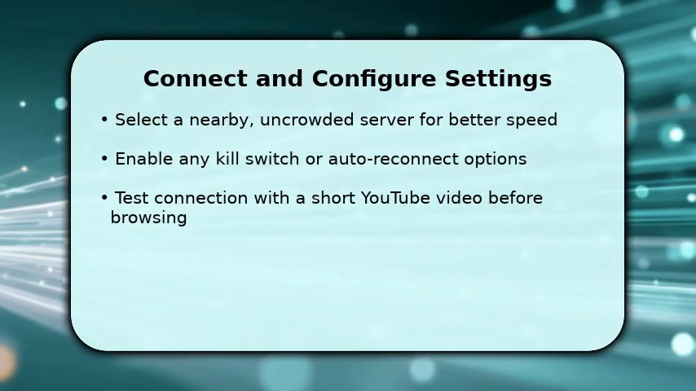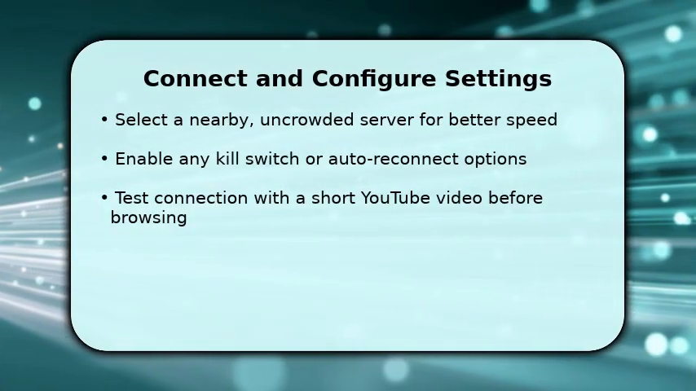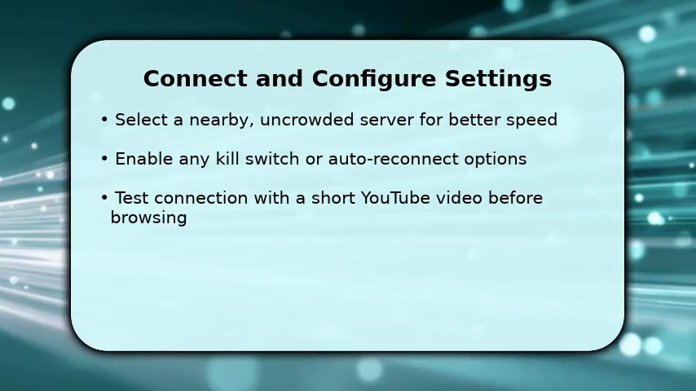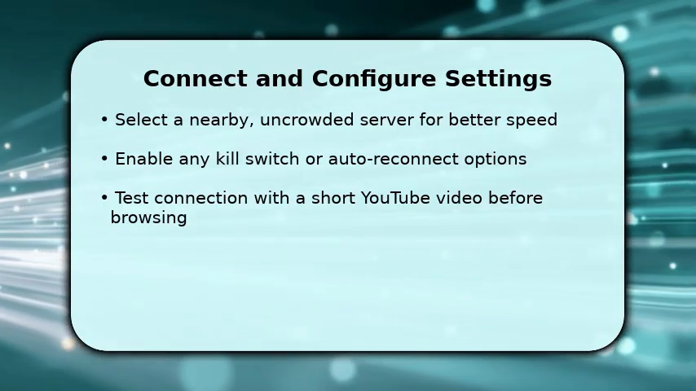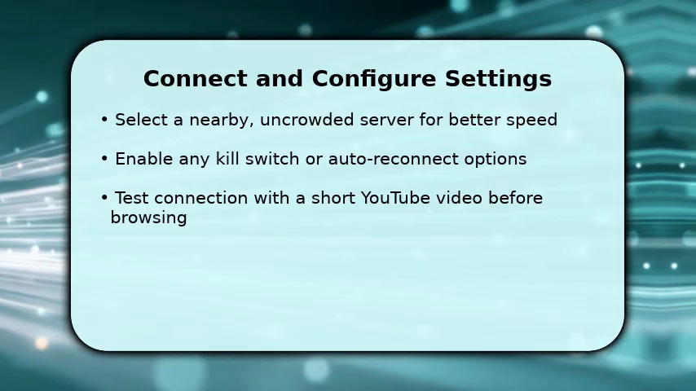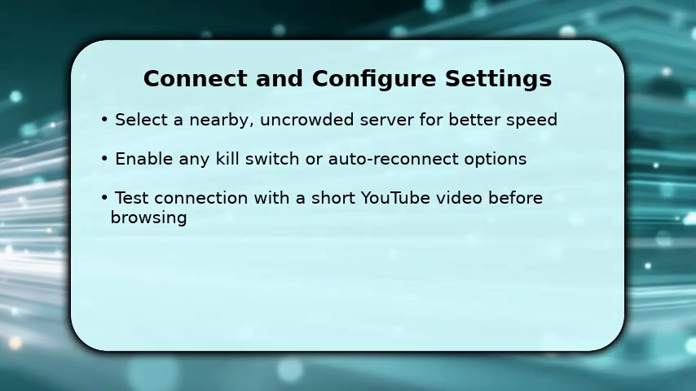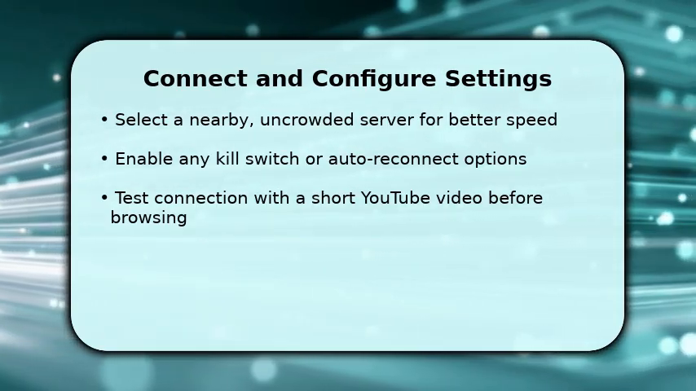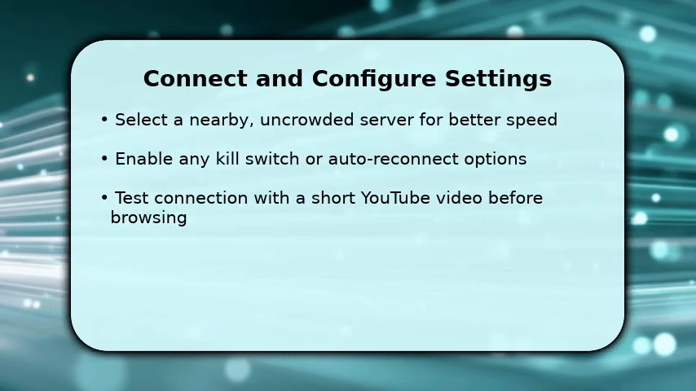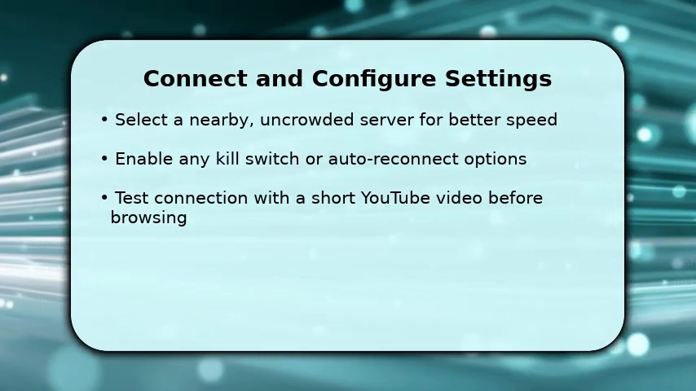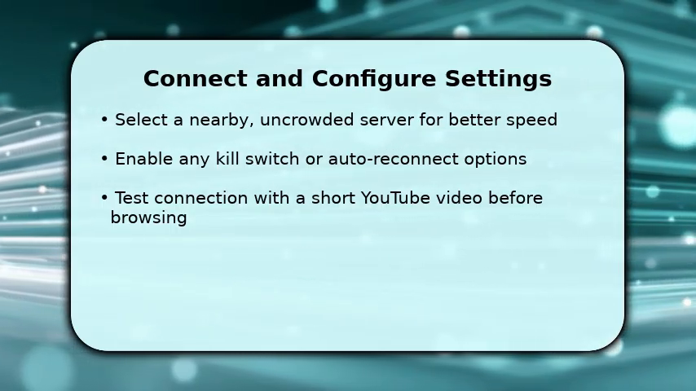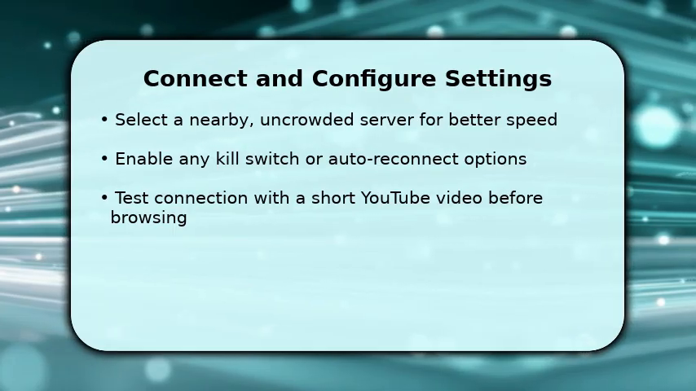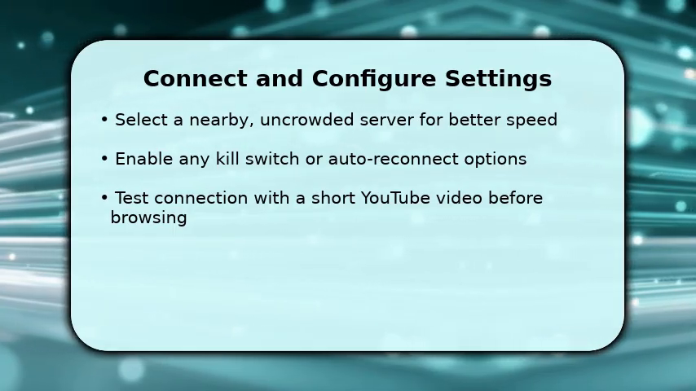Now connect. Choose a server that balances location and latency. Nearer servers usually yield higher streaming speed while chosen country affects content. Once done, tap Connect and wait for the secure indicator. Make sure to enable a kill switch or auto-reconnect in settings to protect privacy if the VPN drops. This prevents accidental exposure of your real IP.